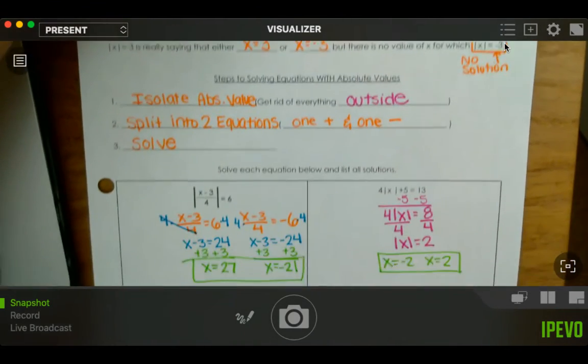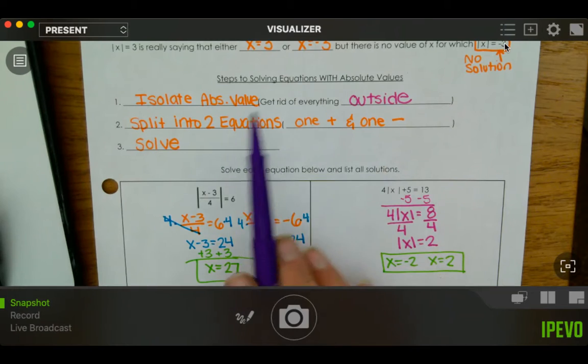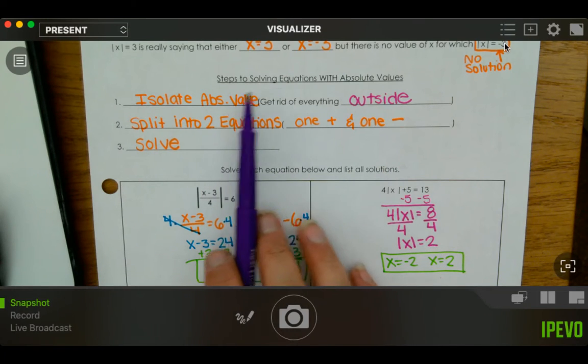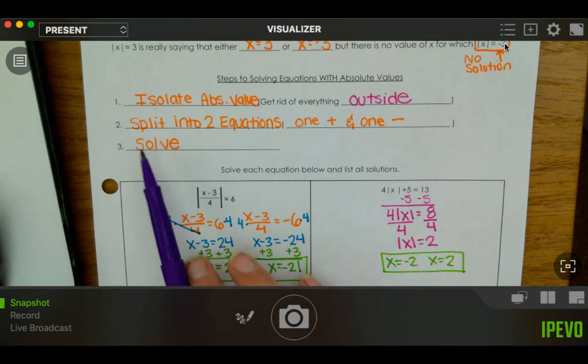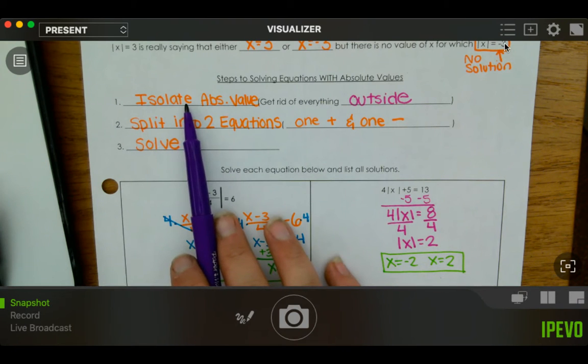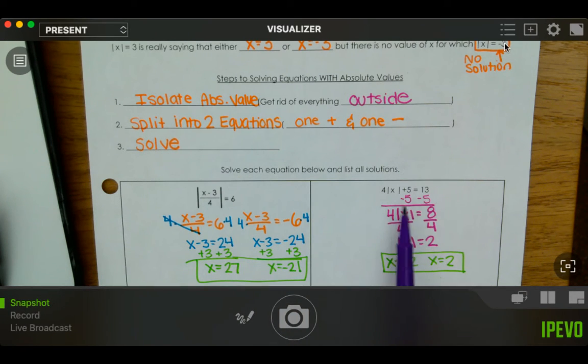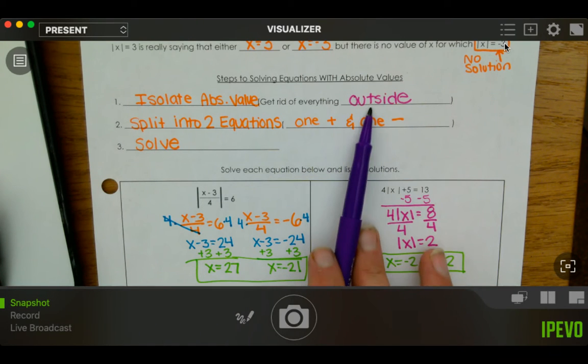So just a real quick glimpse. There are three main steps in solving equations with absolute values: isolate, split, and solve. Isolate the absolute value. Over here, we did that by getting the absolute value all by itself. Over here, the absolute value is already all by itself. It's okay if there's still stuff inside, just not outside.